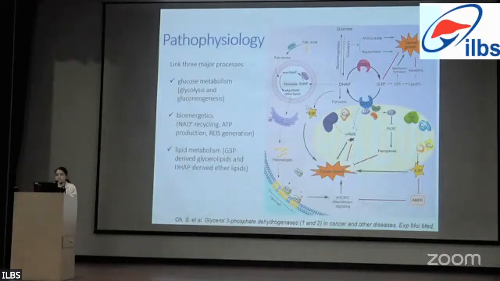So this shuttle thus links three major processes: glucose metabolism, because dihydroxyacetone phosphate is an intermediate in glucose metabolism; bioenergetics, because it is providing reducing substances to the electron transport chain; and lipid metabolism, because this dihydroxyacetone phosphate can further form acyl DHAPs.